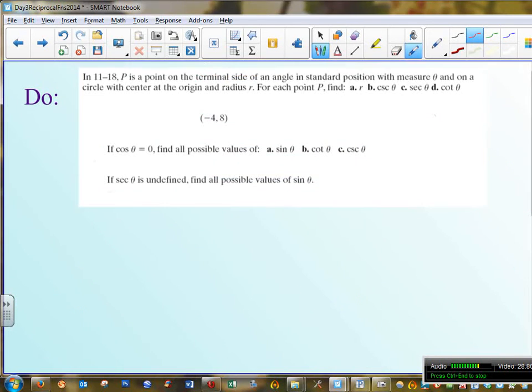In this section, we have a circle, but it's not a unit circle, it's a radius r. So the only difference from the last set of problems to this set of problems is now we're going to have to calculate what that radius is. As a matter of fact, it'll ask you to find r first. So we've got a point -4, 8.